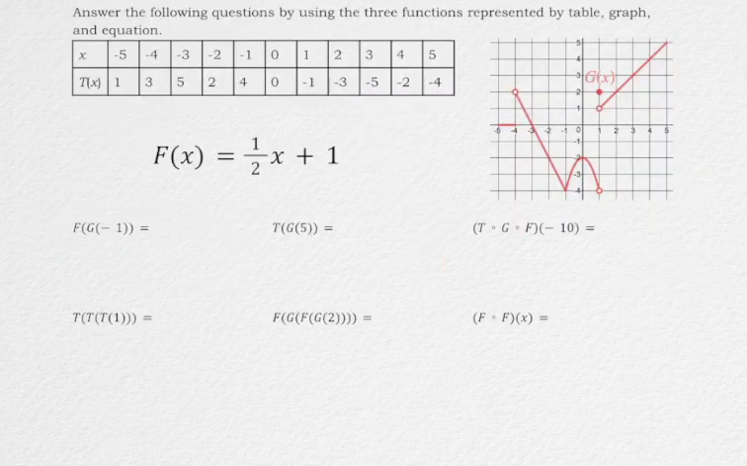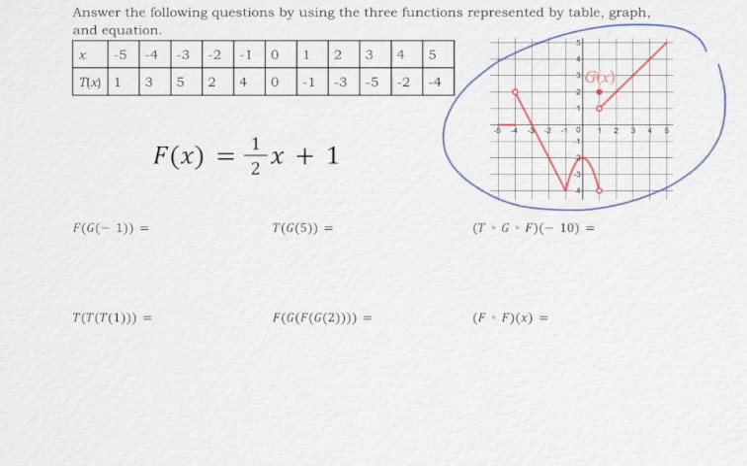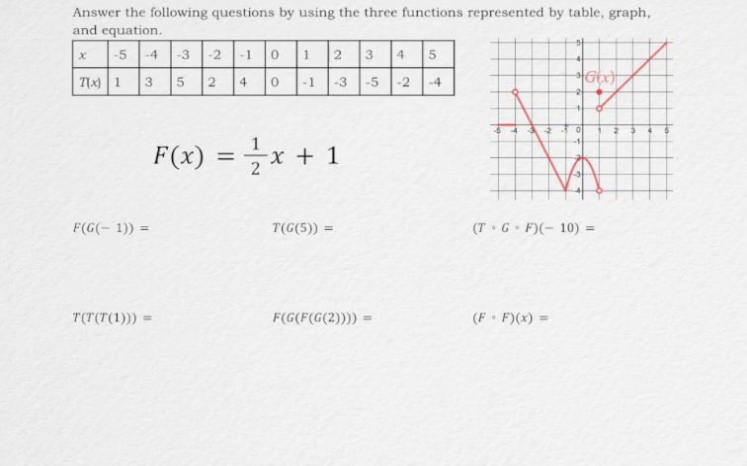In these examples, we actually have 3 different functions that we're working with. So t of x is this table of function values, f of x is written out in function notation, and g of x is this graph. So all these problems are written with some kind of weird looking notation. Let's just do them one at a time. This first one says take g of negative 1. So let's look at the graph and find the x value of negative 1.